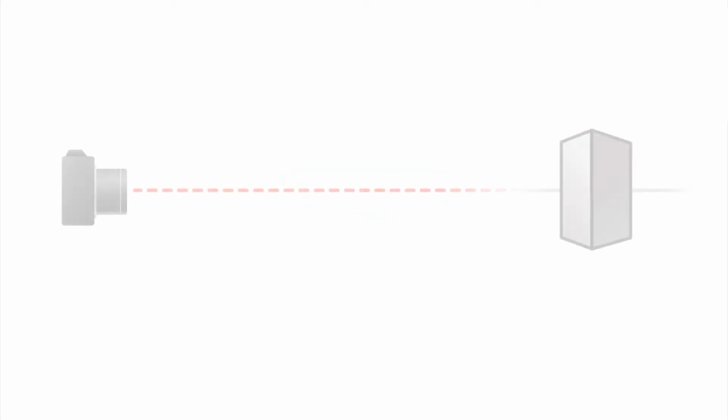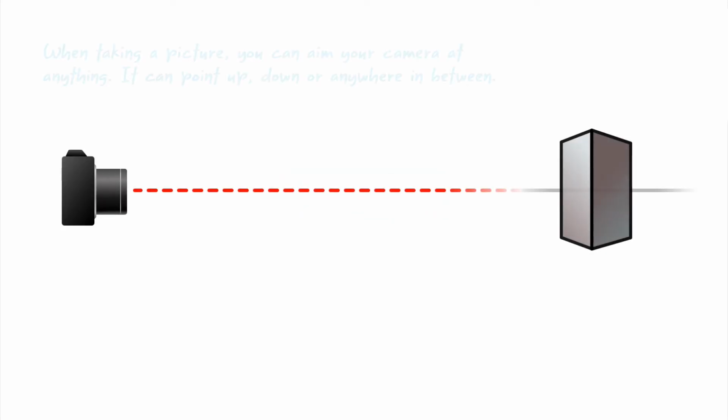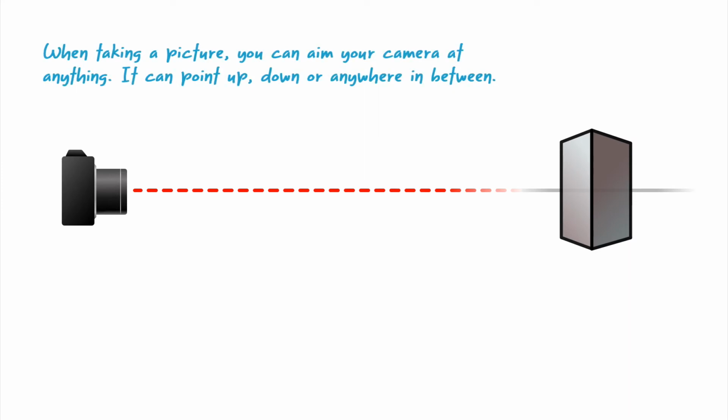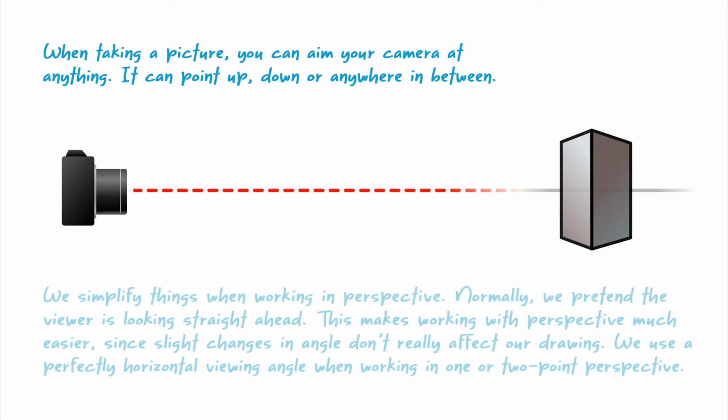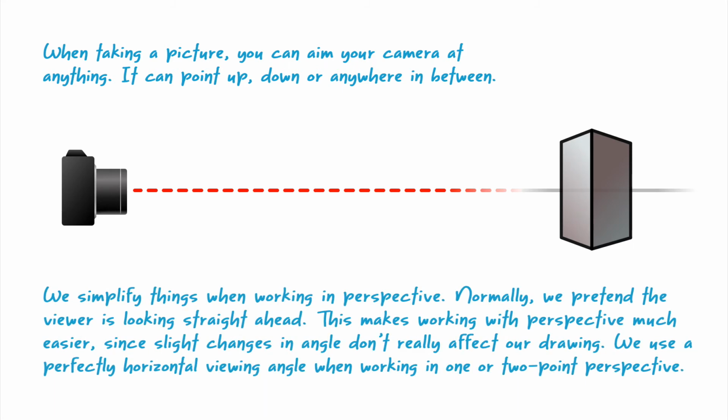Viewing angle. Here's where things differ a bit from photography. When you take a picture, you can aim your camera anywhere you want. In perspective, we simplify that idea. With one exception, we generally assume the viewer is looking perfectly straight ahead. Slight changes in angle don't really affect our drawing, so we can ignore them. When we work in 1- and 2-point perspective, we assume the viewer to be looking straight ahead.